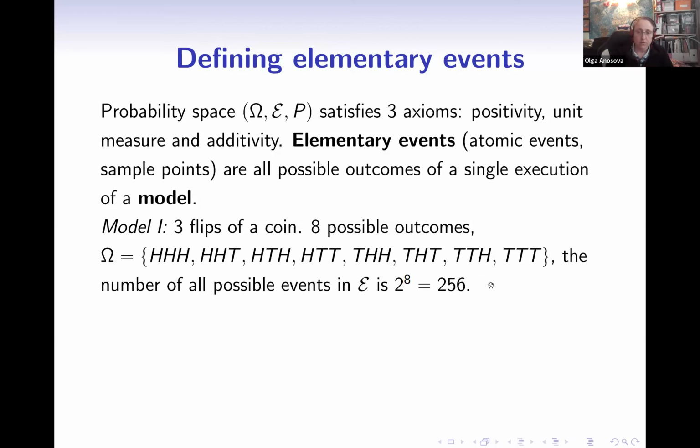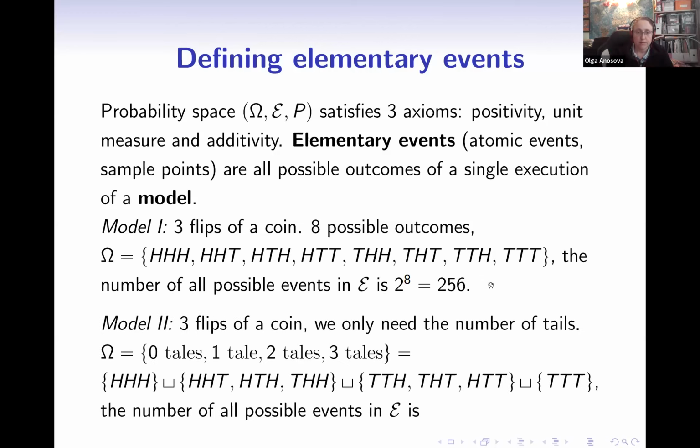Okay, so the second situation: suppose we have the same 3 flips of a coin, but the question is slightly different. We are interested in the number of tails. And then we have 4 different possibilities, or 4 outcomes: 0 tails, 1 tail, 2 tails, and 3 tails. So those are the elementary events. And how many possible events can we build on those 4 using a similar formula?